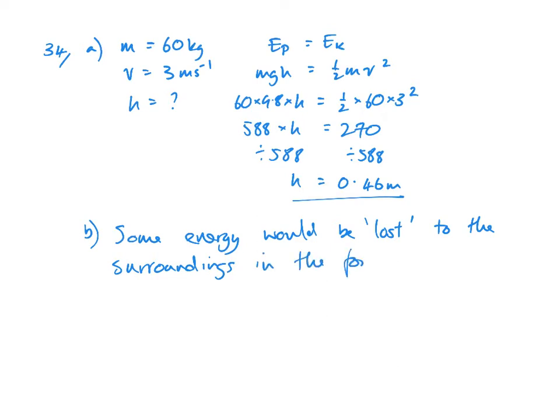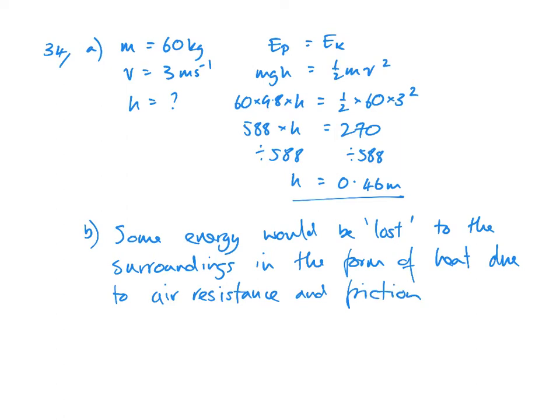So identify what energy is being lost, where it's going, and why. So it would be a mixture here of the air resistance of the person actually moving through the air, and there would be friction in the point where the swing joins.